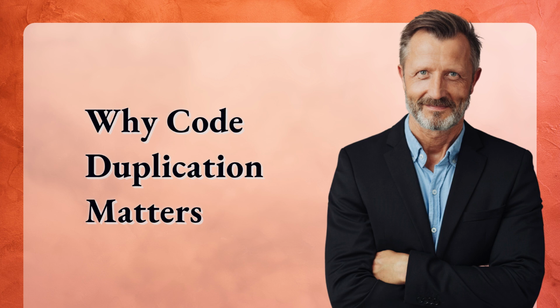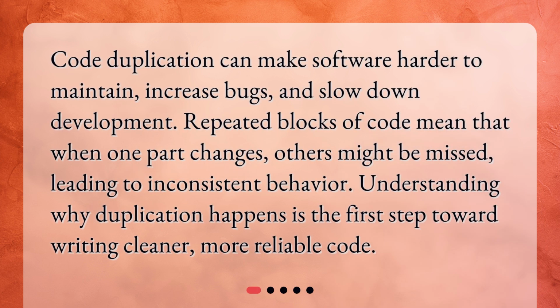Why code duplication matters. Code duplication can make software harder to maintain, increase bugs, and slow down development. Repeated blocks of code mean that when one part changes, others might be missed, leading to inconsistent behavior. Understanding why duplication happens is the first step toward writing cleaner, more reliable code.